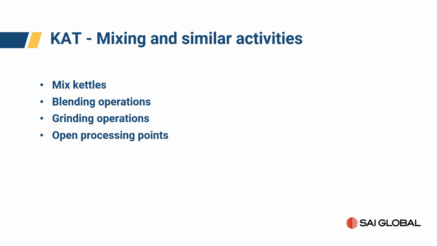Mixing and similar activities means, is there anything in your process which uses mix kettles? Uses areas where things are being mixed and something could be added at that stage? Do you have blending operations? Do you do grinding? In other words, do you have anything in your facility, in your process of your product, where there's an ability for somebody to add something to the product, and it could be mixed in, and this product would then be hazardous to the health of the consumer, causing multiple foodborne illnesses and potential deaths.